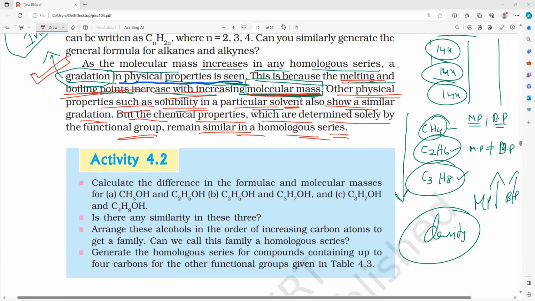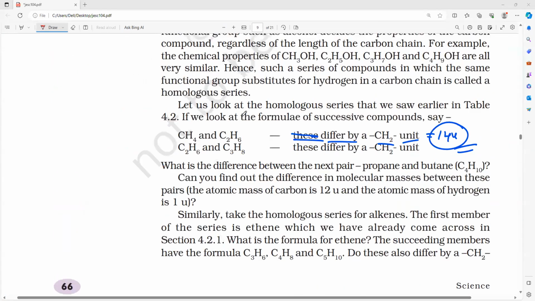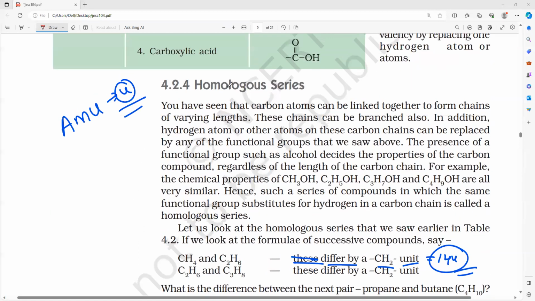What are the examples of physical properties? Anyone? Melting point, boiling point, and solubility. Solubility in where? Solubility in a particular solvent. Do you understand, everyone? So that is all about homologous series. Please learn homologous series, extremely important.